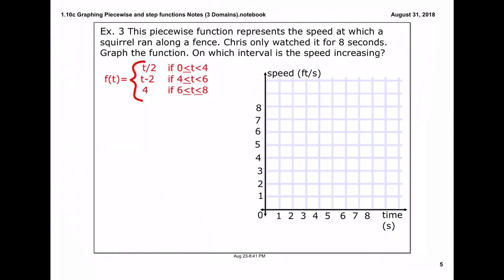Example number 3 says this piecewise function represents the speed at which a squirrel ran along a fence. Chris only watched it for 8 seconds. Graph the function. On which interval is the speed increasing?